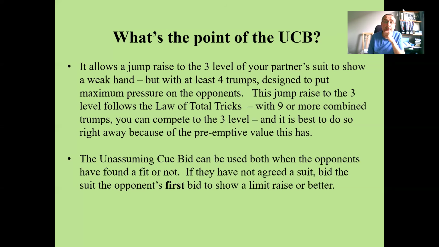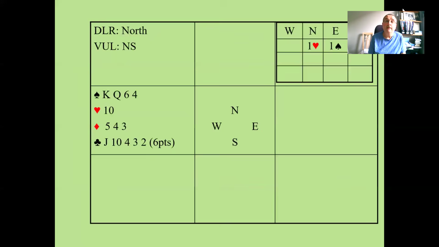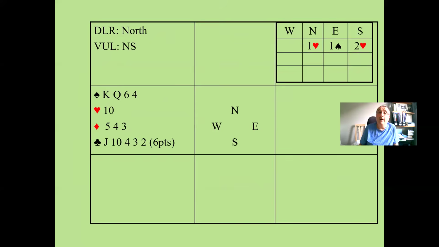And the unassuming cue bid can be used both when the opponents have found a fit or not. And if they've not agreed a suit, bid the first suit that the opponents bid to show the unassuming cue bid. So let's have a look at an example here. North has opened a heart, your partner's overcalled a spade, and South has bid 2 hearts. And you'd like to support your partner's spades here.